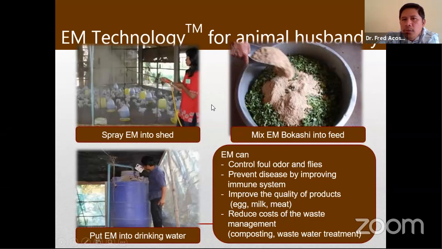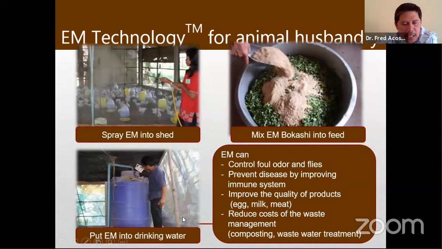EM technology can be used for animal husbandry. You can spray EM into your poultry sheds, okay? You can use EM bokashi, which I will discuss later, in your feed. Now, one of the problems of farmers is really feed production, because 70 to 80% of our costs is for our animal feeds. So EM technology can be very useful in reducing the cost of feeds.